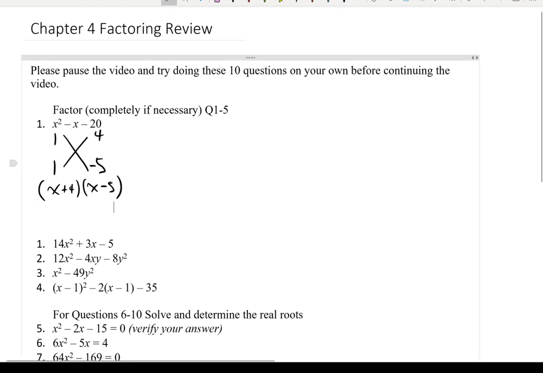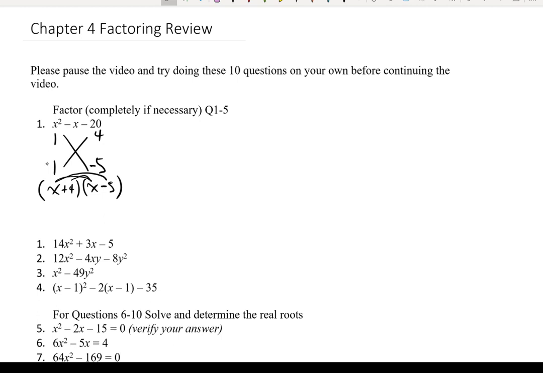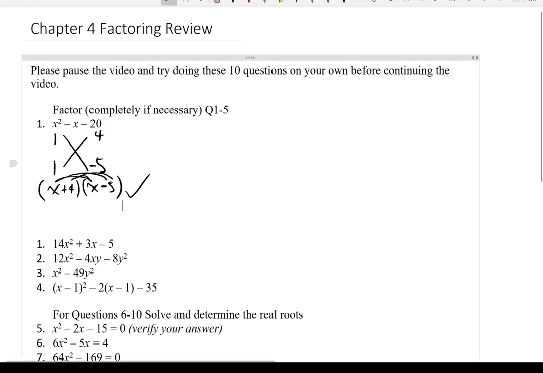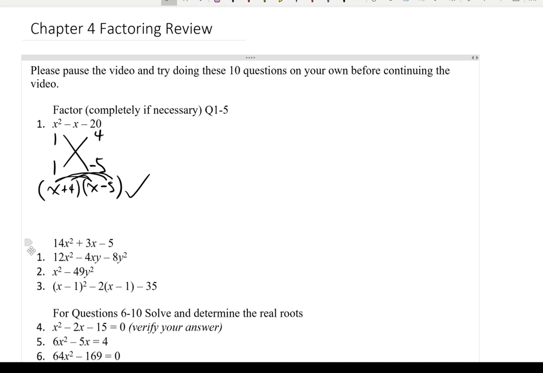And then let's check that we've done it correctly by multiplying it out again. So x squared minus 5x plus 4x, that gives us minus x. And then that will be minus 20. So this is correct. That's question 1. Can I change this back to question 2? Seems like 2. That works.